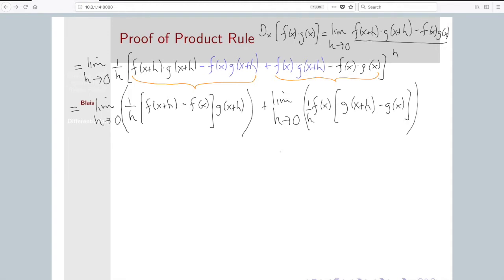Now, this f of x term here has no h appearing in it. So as far as this limit is concerned, f of x will behave like a constant, which means it can be factored outside of that term.